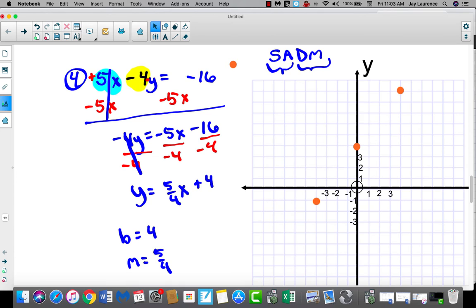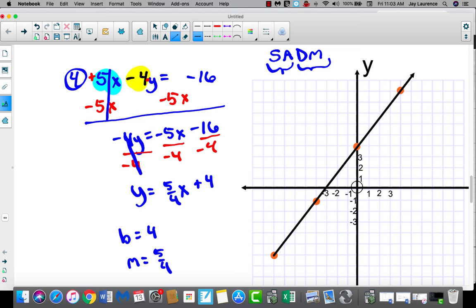Okay, and if I want a 4th point, I'll do that again. 1, 2, 3, 4, 5. 1, 2, 3, 4. And there we go. The points are collinear. And I need to draw my line. I need to draw my line.